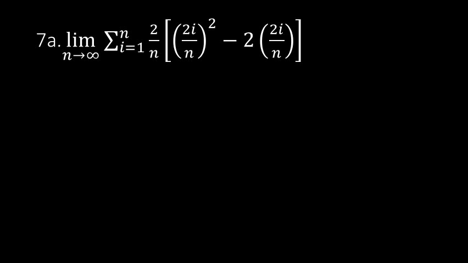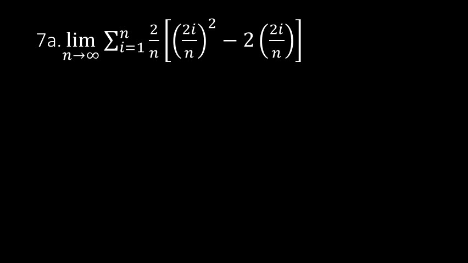The way you may see this concept addressed on the AP exam is shown in problem number 7 on the handout. I'll do letter A with you in the video, and then you'll have to do B and C on your own as an exercise. In 7a, we're given the limit as n approaches infinity of the sum from i equals 1 to i equals n of 2 over n times 2 over n times i squared minus 2 times 2 over n times i.